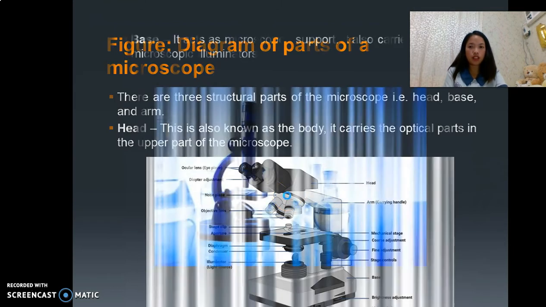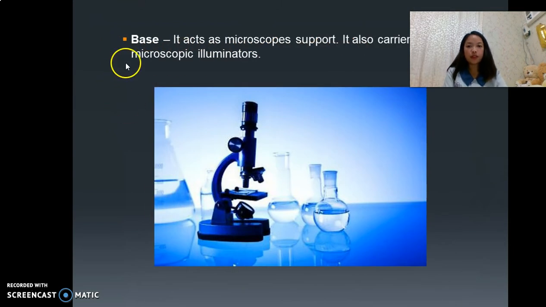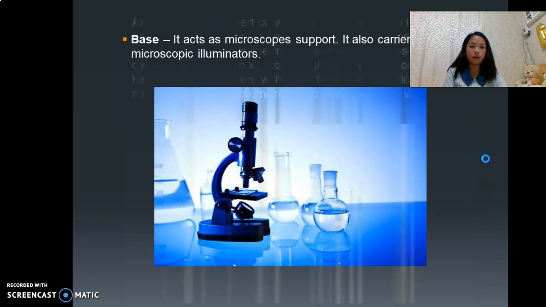So next, base. It acts as microscope support. It also carries the microscopic illuminators. So, kunyari, pag may titignan ka, ito yung base, diyan mo ilalagay yung kung paano mo siya titignan diyan. So, next.